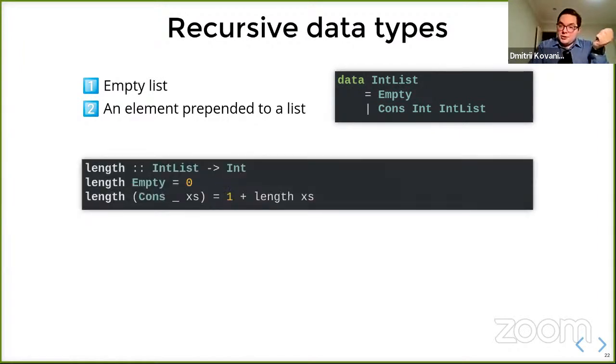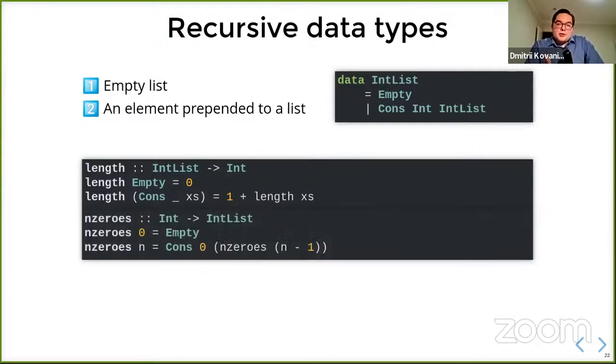We can write functions for our own data type. So let's write a function length that calculates the length of the list. The length of an empty list is 0, so no elements. The length of some element prepended to the list is 1, so we have at least one element, and we add this one to the length of the tail, to the rest of the list. So pretty straightforward.